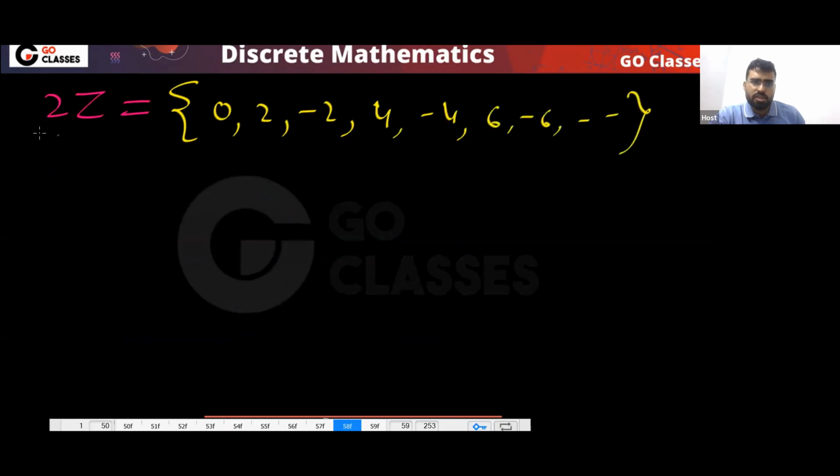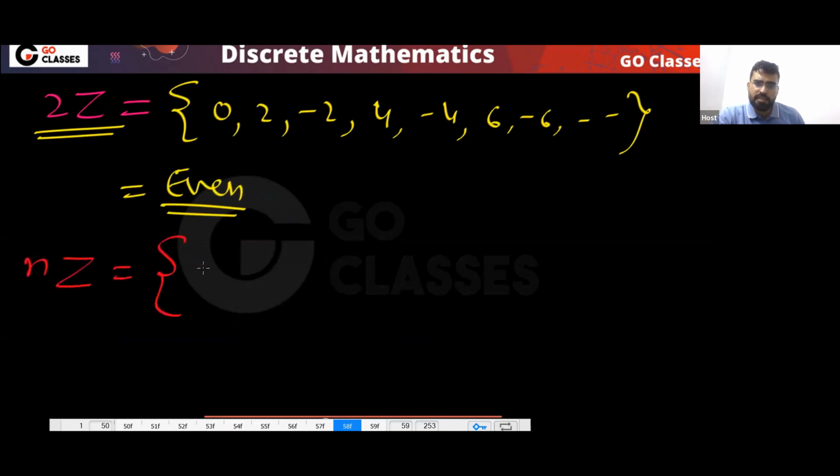So basically, this 2Z simply means all the integer multiples of 2. Or I can say this is your set of even numbers. Similarly, you can define nZ. What is nZ? That will be nx, where x is an integer. That will be a multiple of n. So this nZ simply means multiples of n.